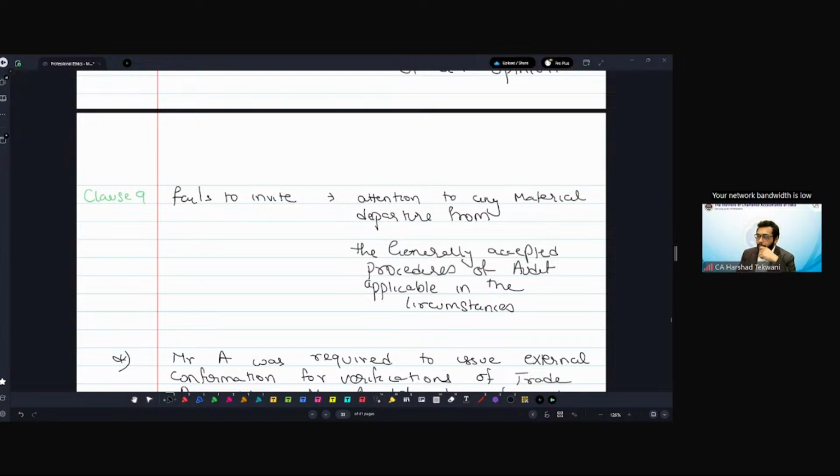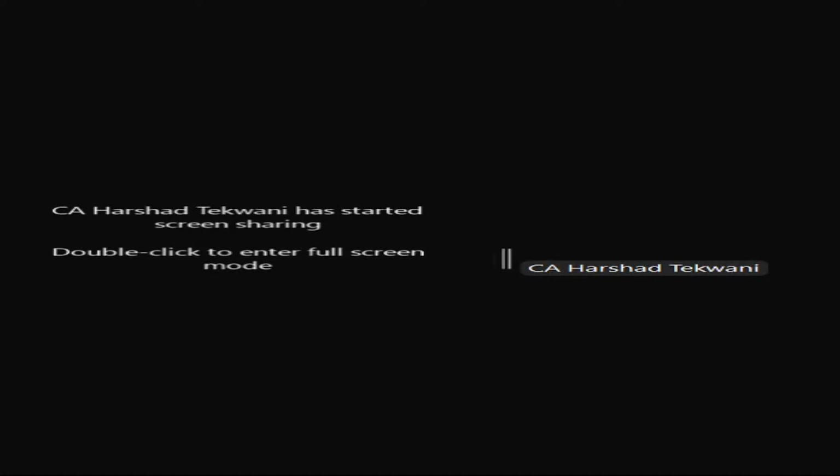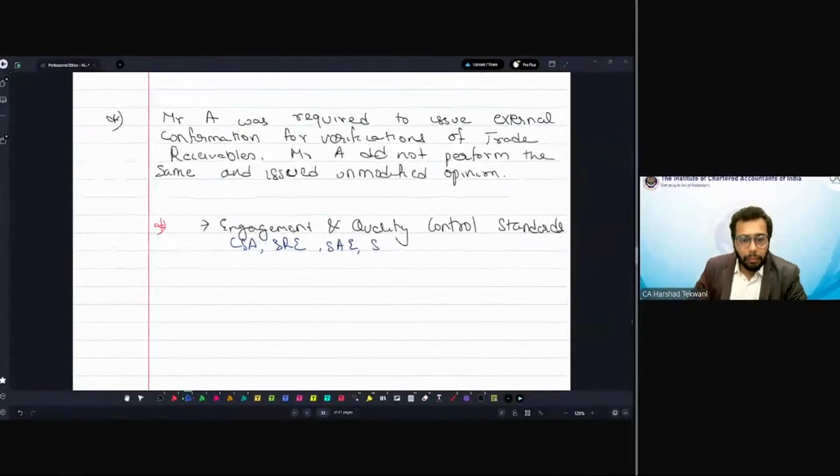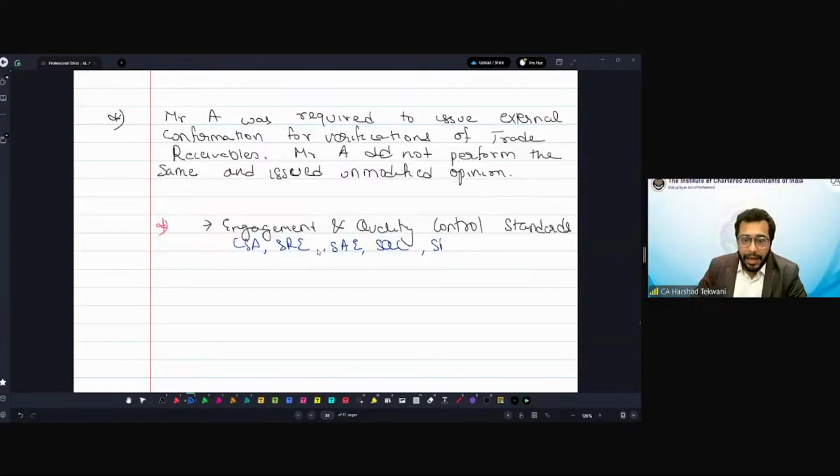Only SAs and guidance notes are covered for audit procedures, and other services like assurance and service level agreements. SQC, SRE, SRS, all are part of the engagement and quality control standards. So engagement and quality control standards are part of your generally accepted procedures of audit.